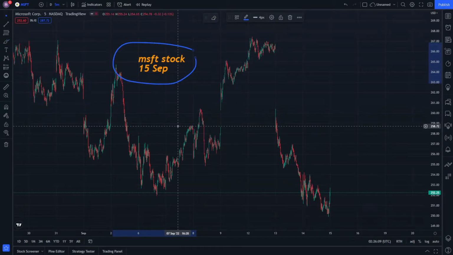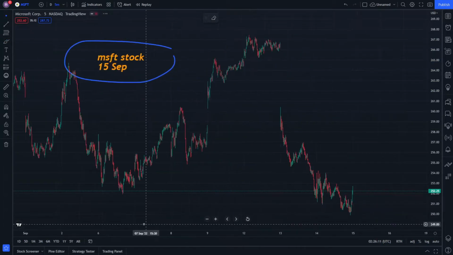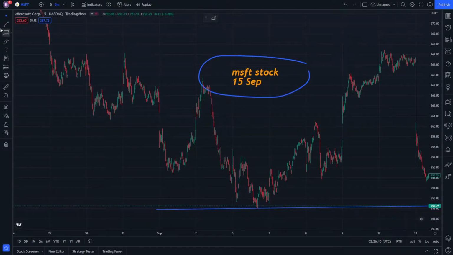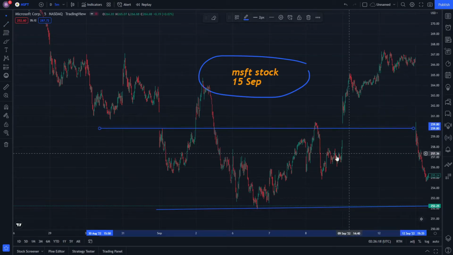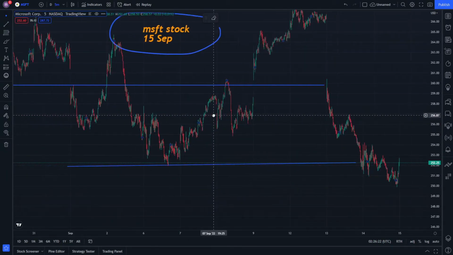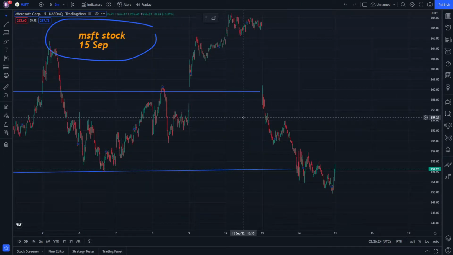MSFT stock on 15 September. Let's explain this step by step. We want to draw trend lines from this side and this side, and this gives us an indication for what will be the next move for MSFT, because this depends on the last part here.